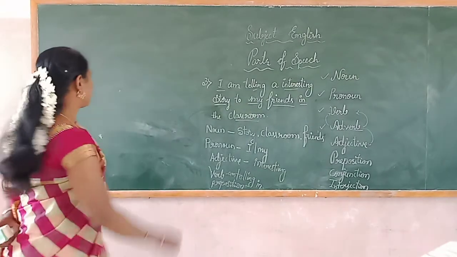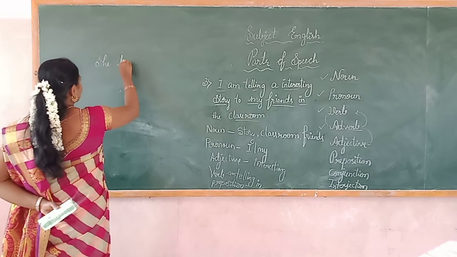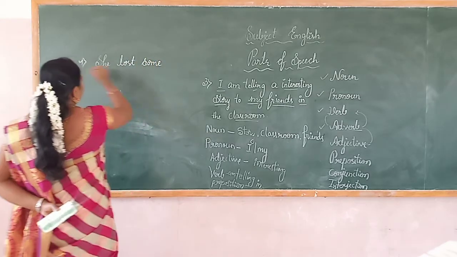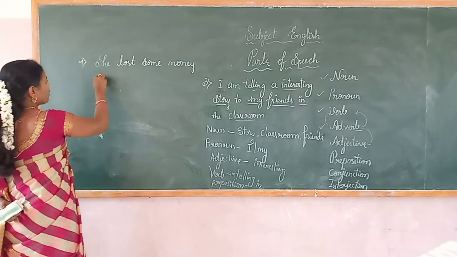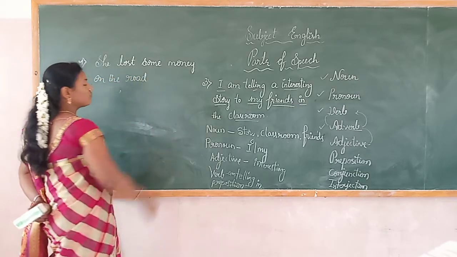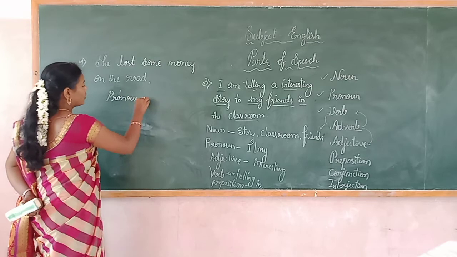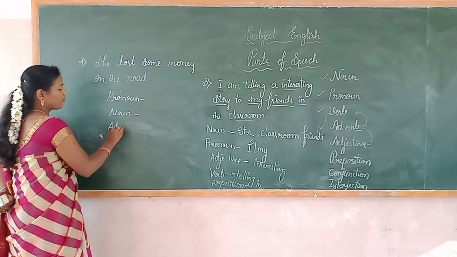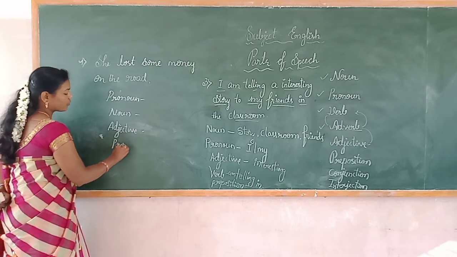Next one, she lost some money. She lost some money on the road. On the road. Okay, here pronoun, noun, next one adjective and preposition.